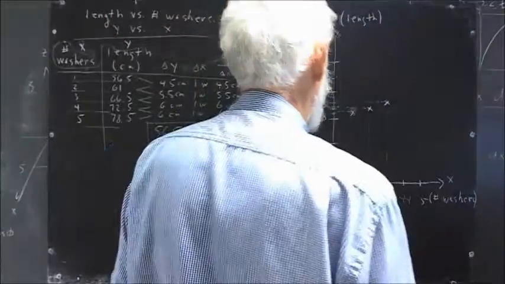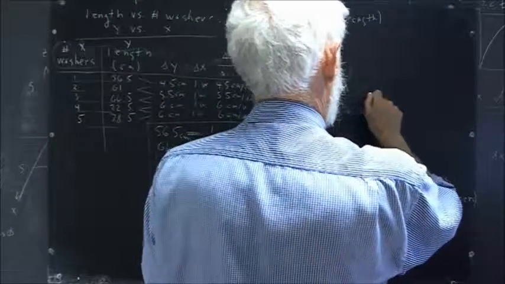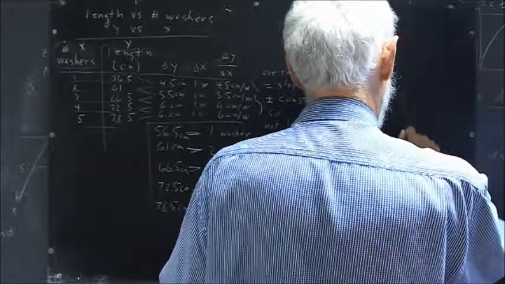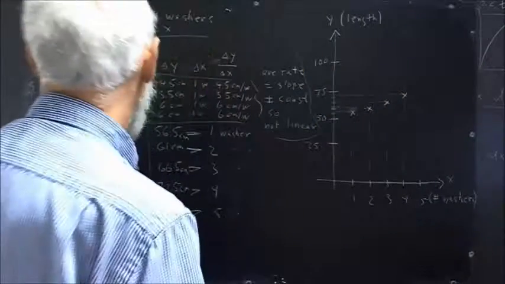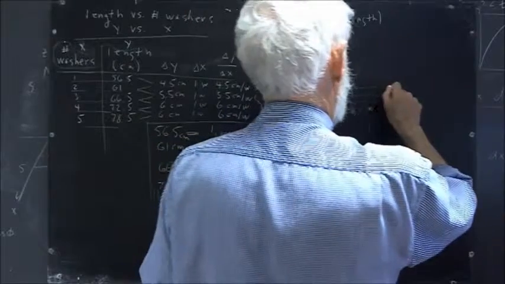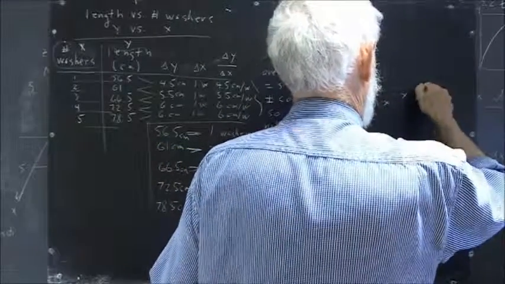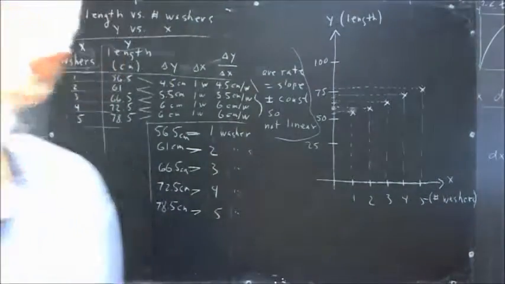72.5 would be about here. That would correspond to 4 washers. And 78.5 would be about here, corresponding to 5 washers. Now, do those points lie on a straight line?